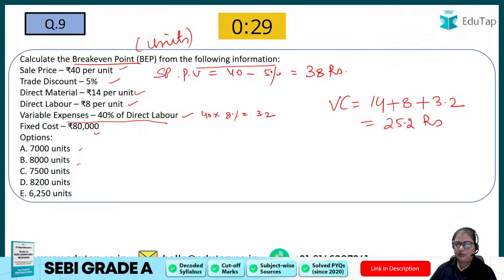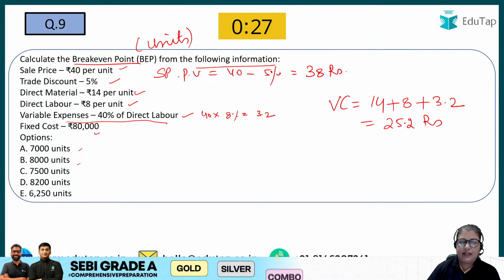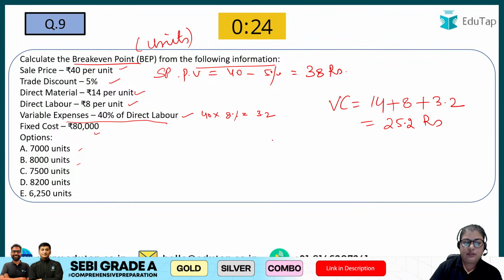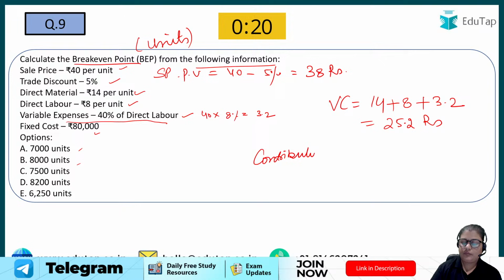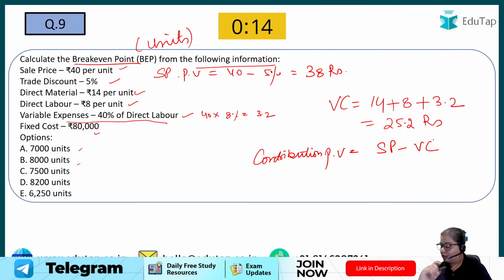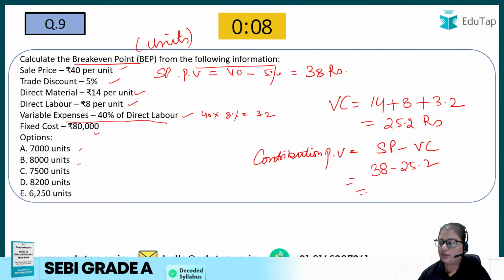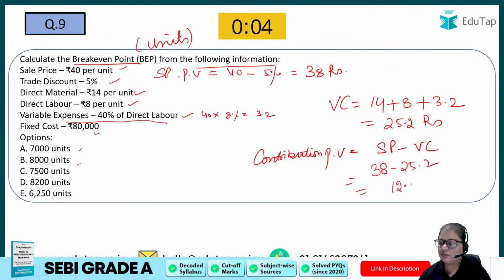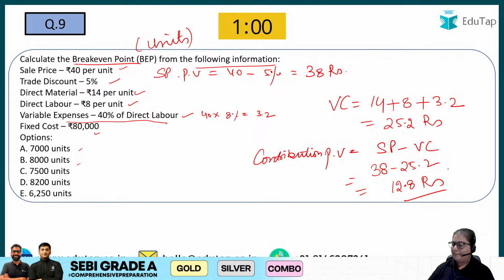25.2 rupees. 25.2 rupees is my variable cost. Is it right? So when I have to calculate my contribution per unit, it will be selling price minus variable cost. Please let me know if I've done the calculation right. So selling price is 38 minus 25.2. This will be 12.8. 12.8 rupees will be my contribution per unit.